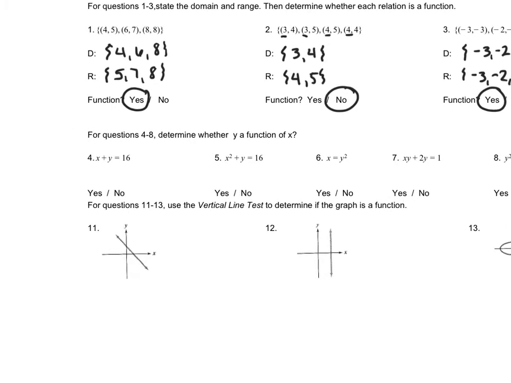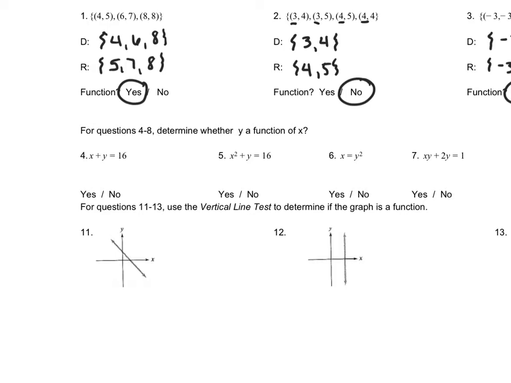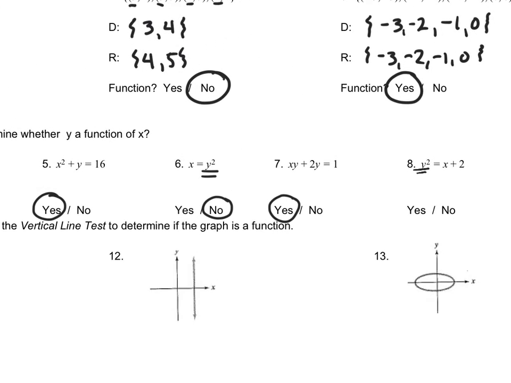Remember, for 4 through 8, determine whether y is a function of x. It cannot have a y squared. So this is yes. This is also yes. This would be no because there's a y squared. This would be yes. And this would be no.